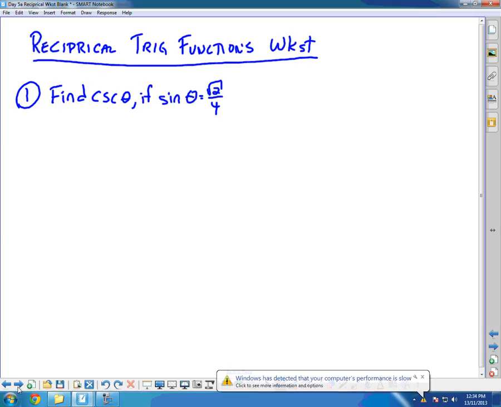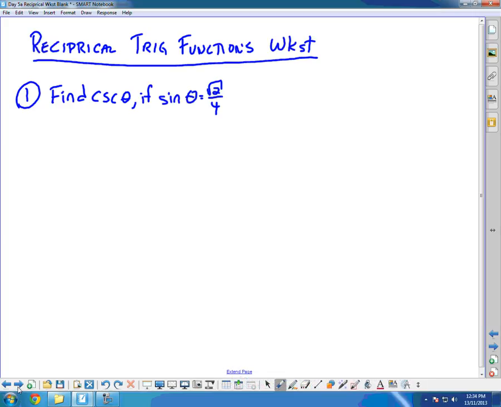So number 1 is pretty straightforward. You'll be given a bit of information, and then you're asked to find something else. In this case, I'm given that sine theta is root 2 over 4. I want you to find cosecant. Well, hopefully you remember that cosecant is the reciprocal of sine. So you could get the answer right away.